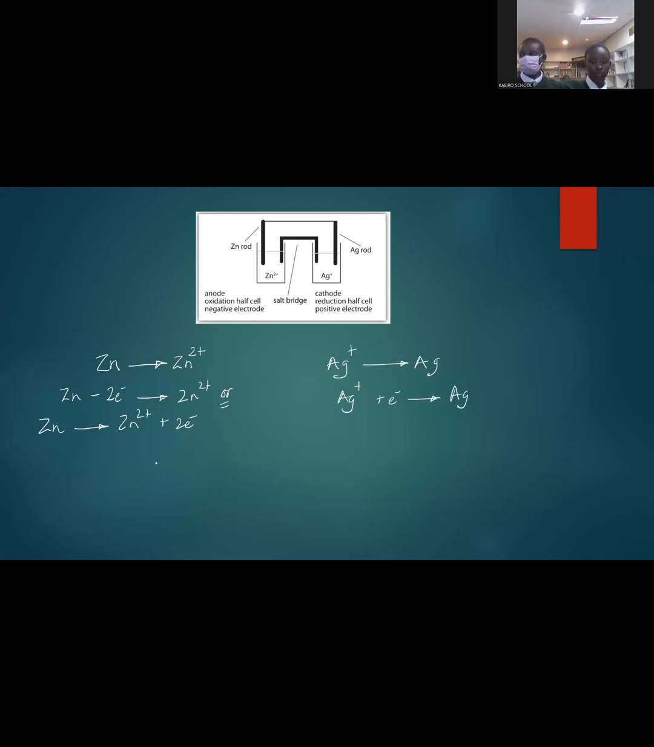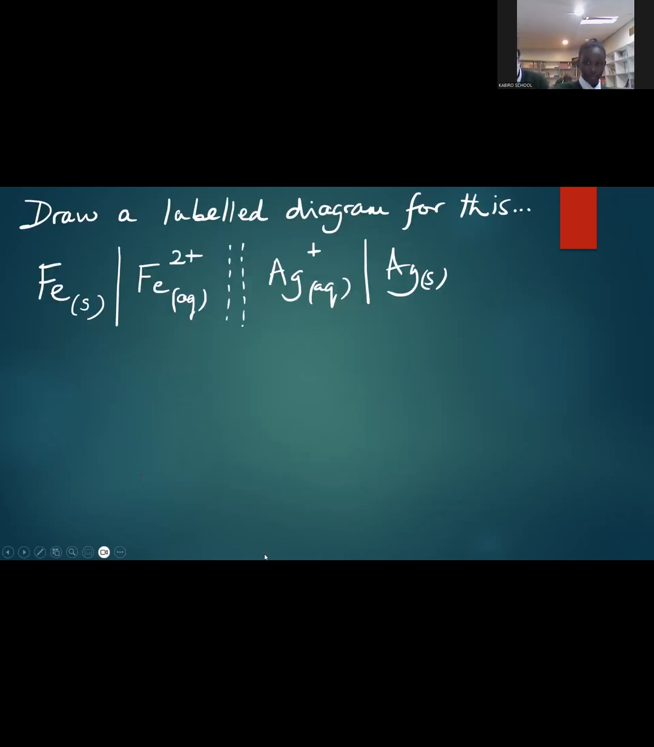Anyway, Zn, phase change, Zn2 plus aqueous, salt bridge, and then Ag plus aqueous, phase change, Ag solid. So if you got that right, really, really good. Well done. How about this one?